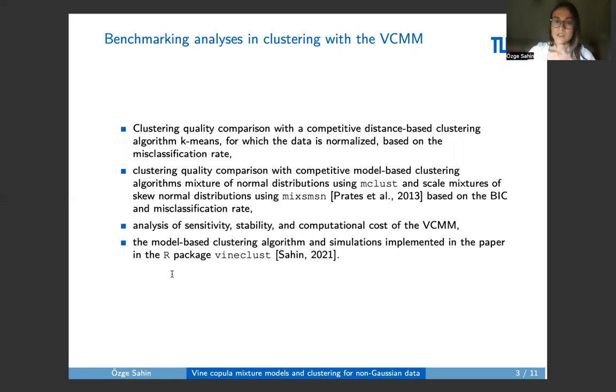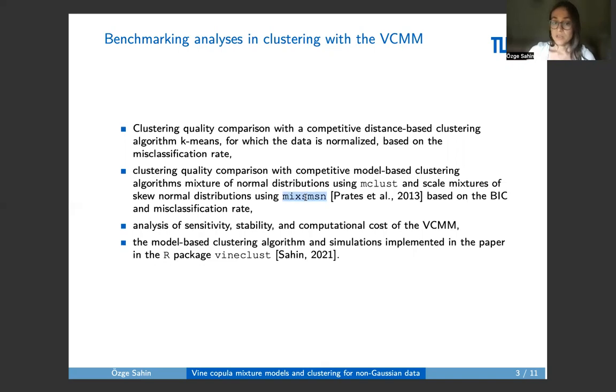Why we use K-means as a comparison is, first of all, that it is a well-known algorithm, and also it is the algorithm that we use to initialize our algorithm. Therefore, it is important to see how much improvement our algorithm is giving compared to where it starts. Then we make a comparison with other model-based clustering approaches, like mixtures of normal distributions and scale mixtures of skew normal distributions, which include the multivariate skew t, skew normal, and also the multivariate t, using the mixsmsn R package, based on the BIC and the misclassification rates.